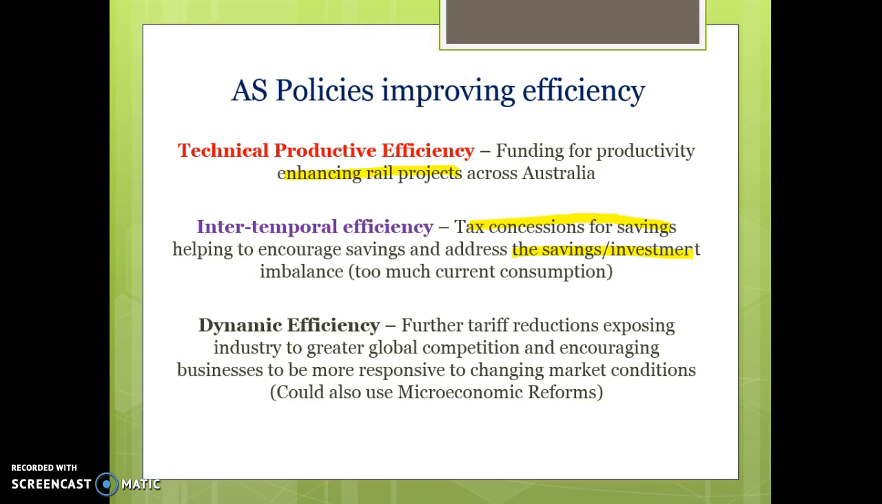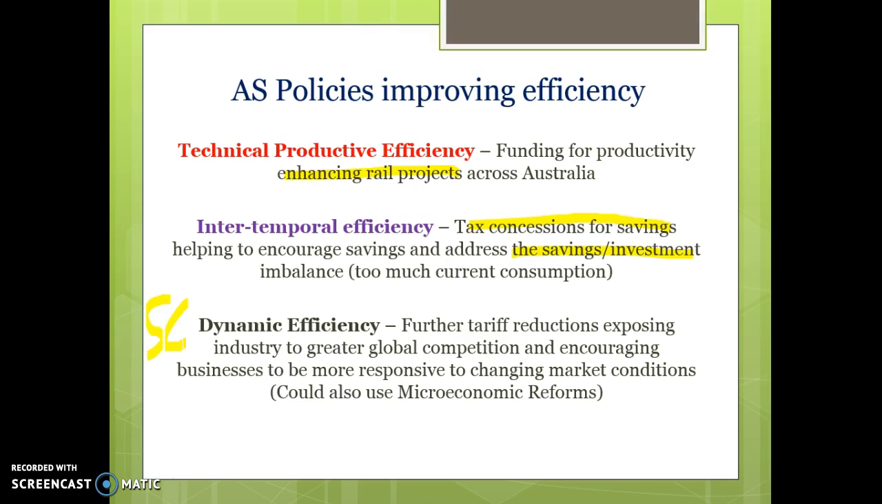So for example, tariff reductions can expose us to greater competition, and therefore we're more responsive to changes in market conditions, because for example, if there's more demand for certain products, then we're going to be quickly going out of business, because if we don't produce it, somebody overseas will produce it and we will import, and we will basically become uncompetitive. So when there was a higher demand for smaller cars, Australian industries were not dynamically efficient enough to start producing smaller cars, and therefore they went out of business.